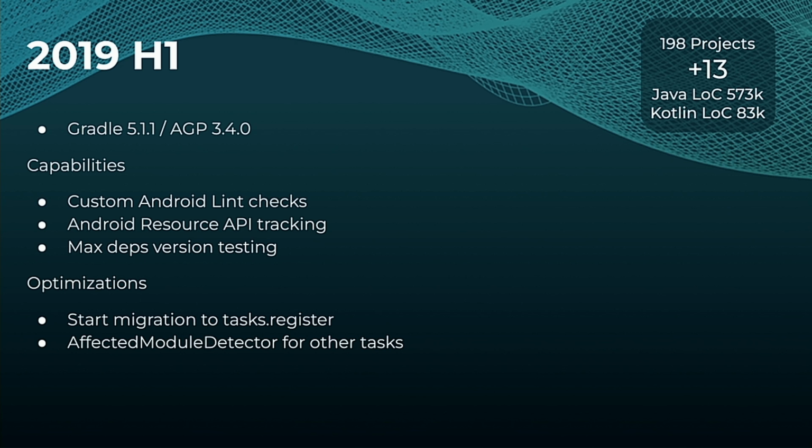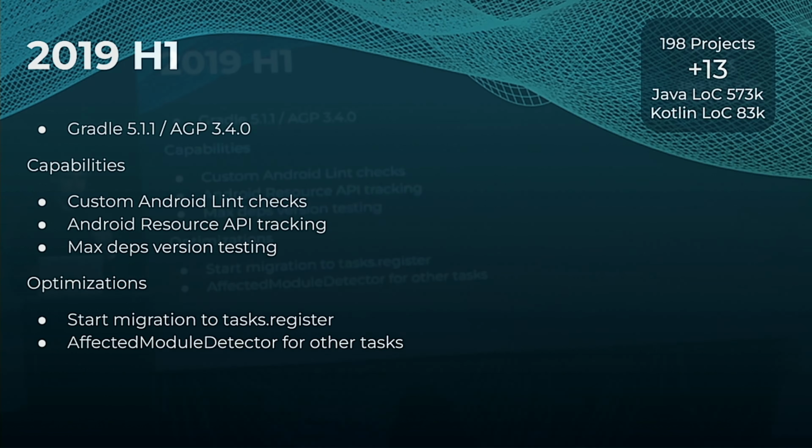We started adding custom lint checks. Lint is not really fast. You add more lint checks, well, it turns out it gets even slower. We started tracking Android resources just because we want to make sure that if you expose a new string or a new style or something else in our AARs, we don't accidentally remove it and then break our developers.